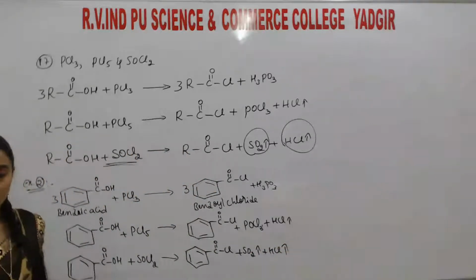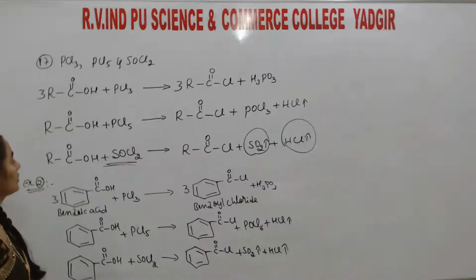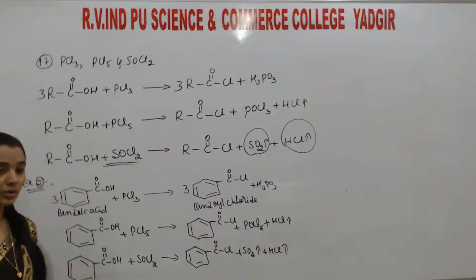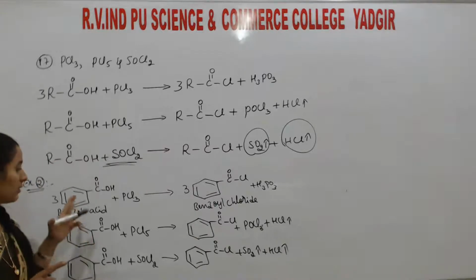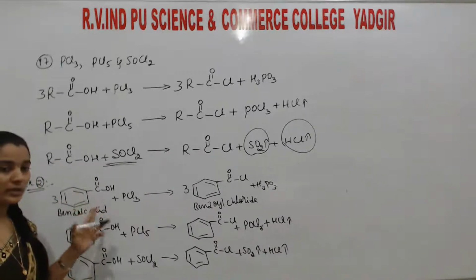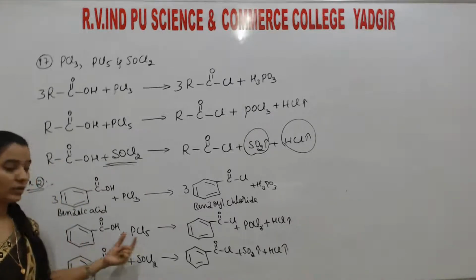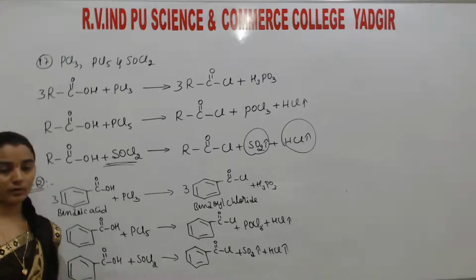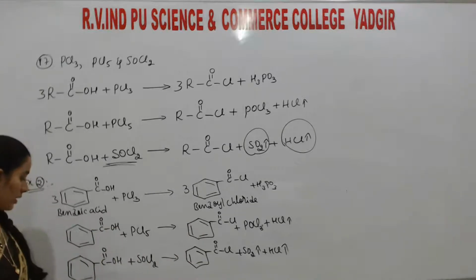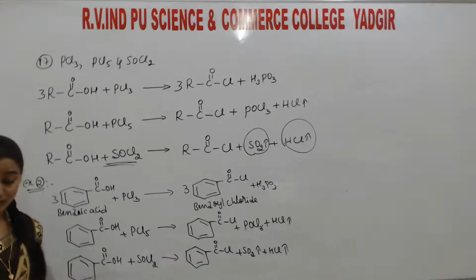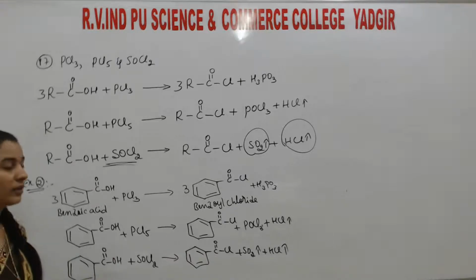Okay, so this is all about the reaction of benzoic acid with PCl3, PCl5, SOCl2. Note, wherever PCl3 is there, we need to take 3 moles of the respective reagent. Wherever PCl5 is there, the byproduct formed is POCl3, and SO2 and HCl are the byproducts for thionyl chloride. Very easy reactions. It is common for all.